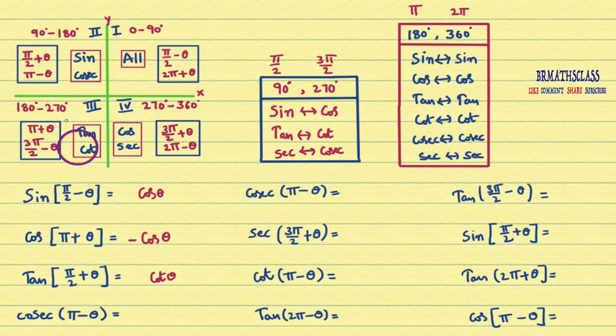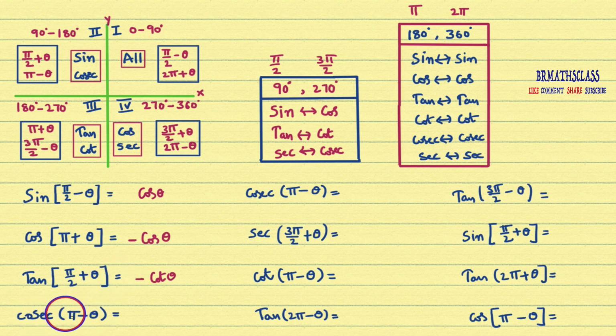Which quadrant is pi by 2 plus theta in? Pi by 2 plus theta is in the second quadrant. Is tan positive or negative in the second quadrant? Tan is negative in the second quadrant. In the second quadrant, sine and cosecant are positive, and the remaining all are negative. So tan of pi by 2 plus theta is minus cot theta.